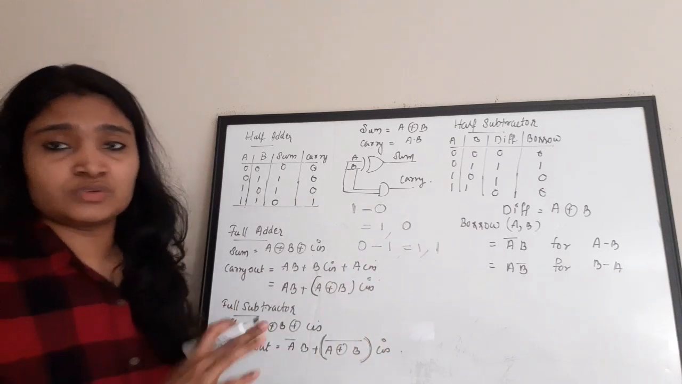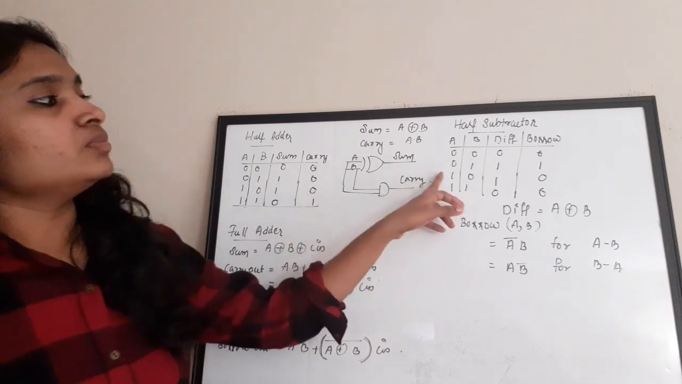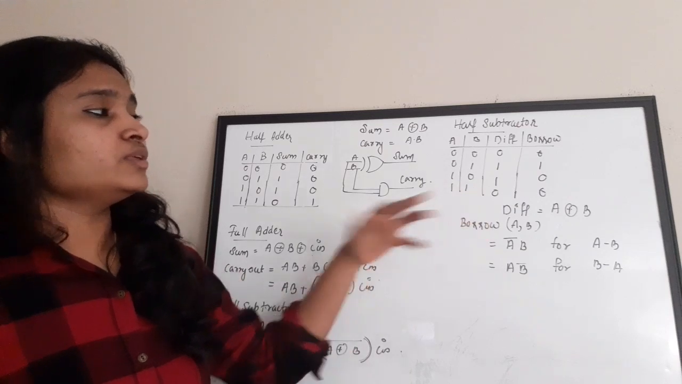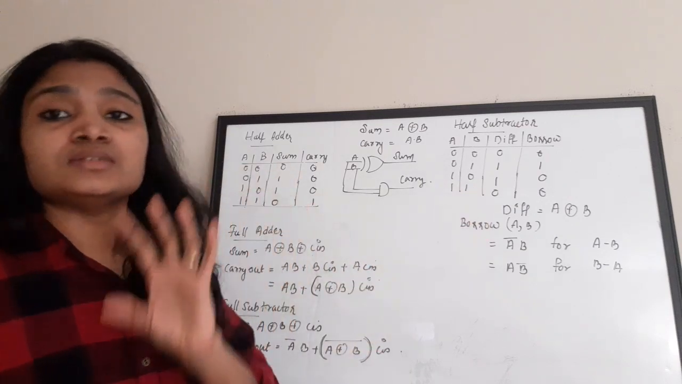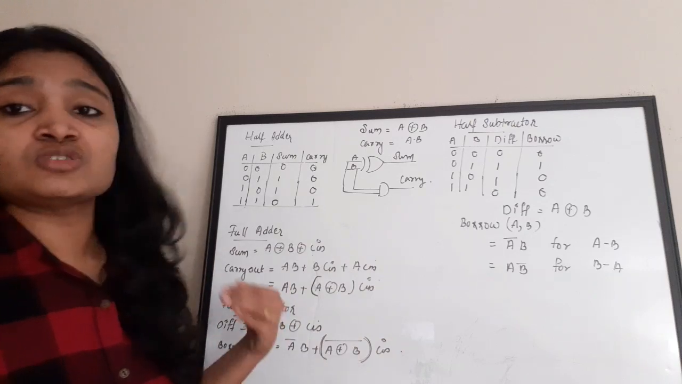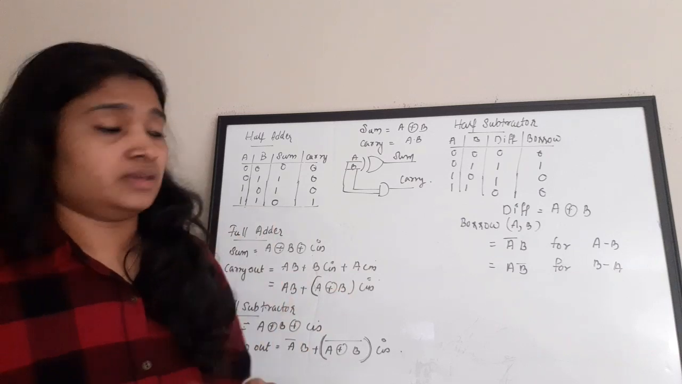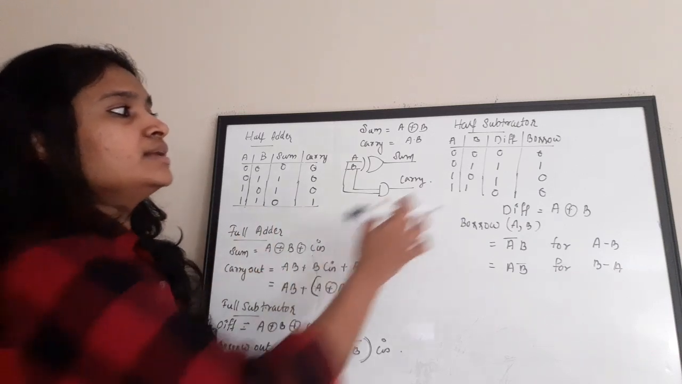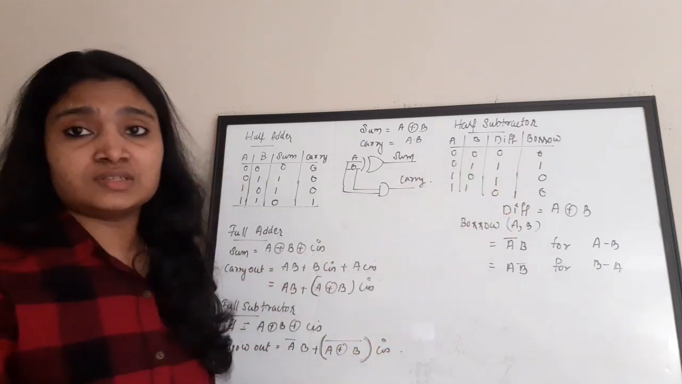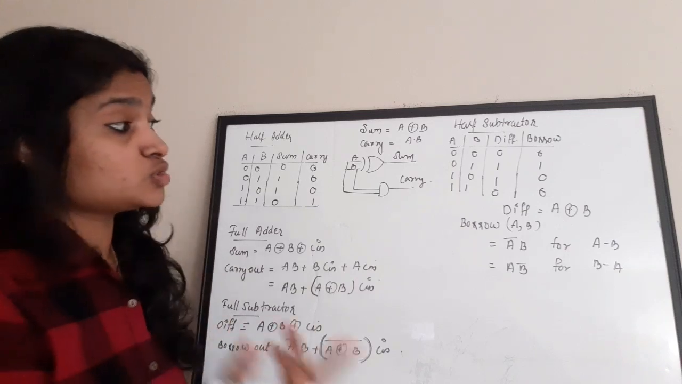So this is the thing you have to keep in mind. Then 1 minus 1: if 1 and 1 are given as A and B, the difference is 0, and borrow is also 0. Now if you write this in terms of equations, difference you can write as A XOR B again, because for the 0, 1 and 1, 0 combinations the value of difference is 1. So you can write it as A XOR B.